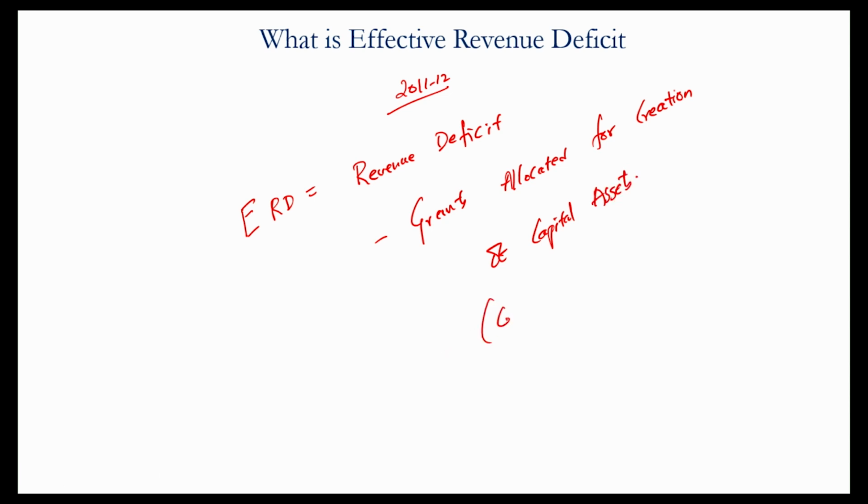Grants allocated for creation of capital assets is very commonly referred to as GCCA. So whatever amount of money the government allocates to the states or to various departments to create capital assets, if you remove that component from the revenue deficit, what you get is the effective revenue deficit.